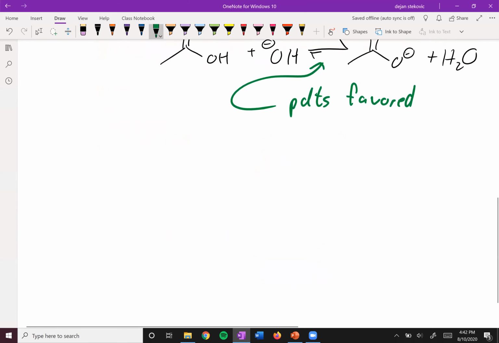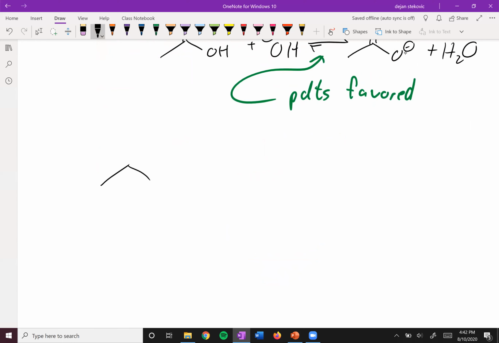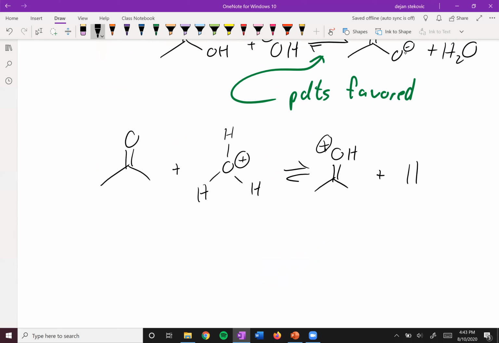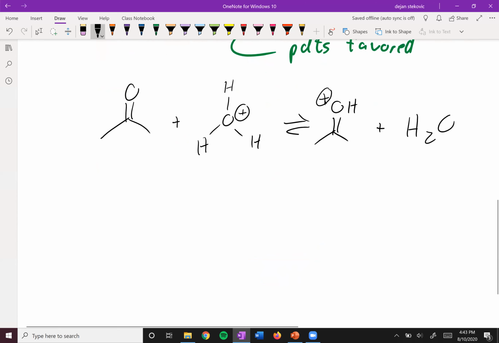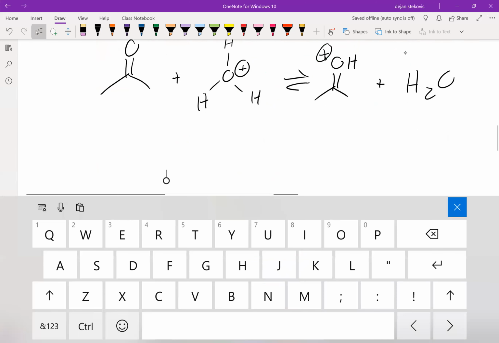Let's take a look at another example. Here we have acetone plus hydronium, reacting to give this protonated acetone and water. And again, we want to use our pKa chart.